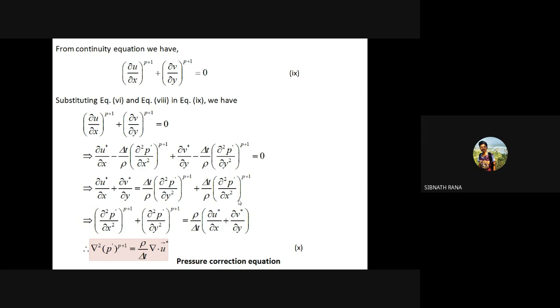Yes, sir. Clear. That's why the continuity equation is set at the p plus 1 level. Now it is clear how we are getting this equation: del 2 p prime by del x2 plus del 2 p prime by del y2 at p plus 1 equal to rho by delta t times del u star by del x plus del v star by del y. Is that clear? Yes, sir. So we can write this equation as grad square p prime at p plus 1 equal to rho by delta t times divergence of the u star vector. We can write this equation like this in vectorial form.